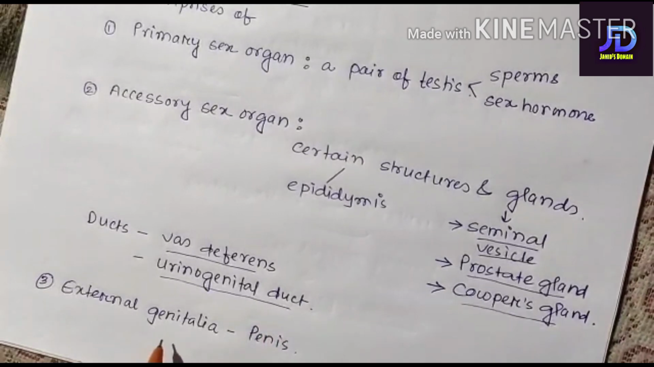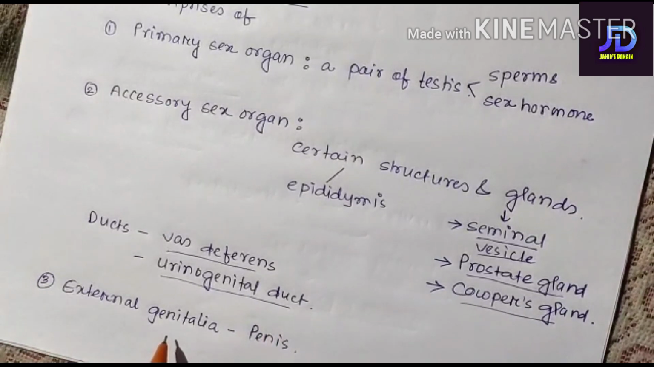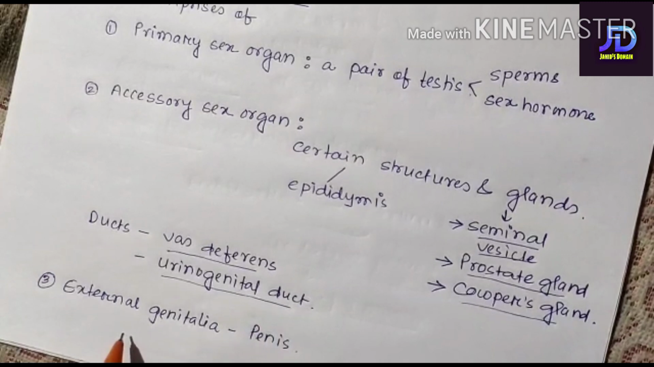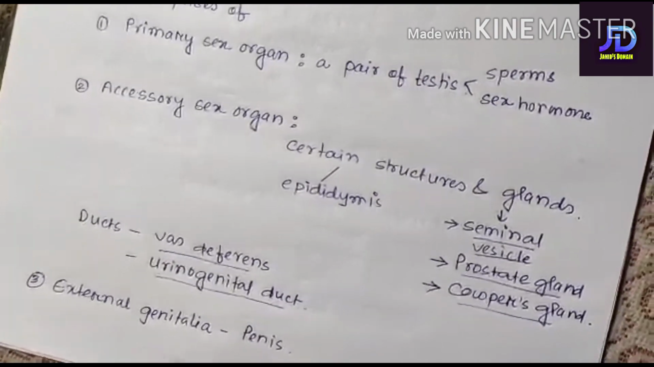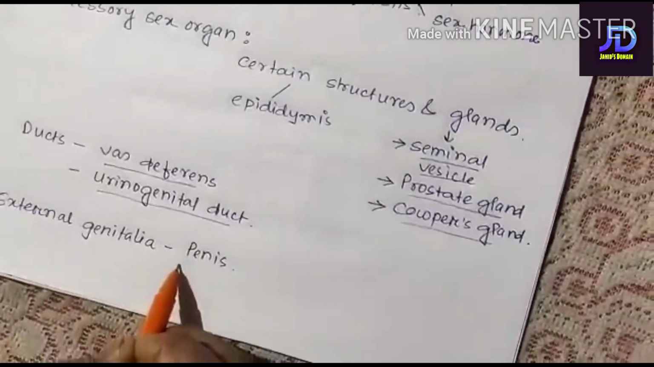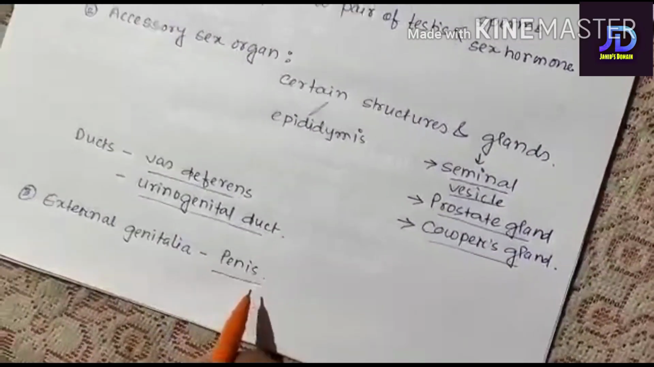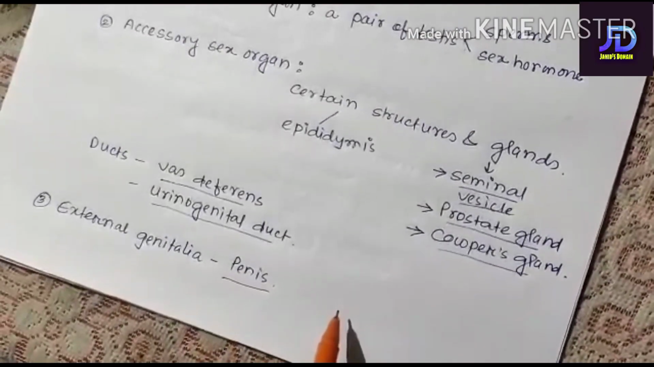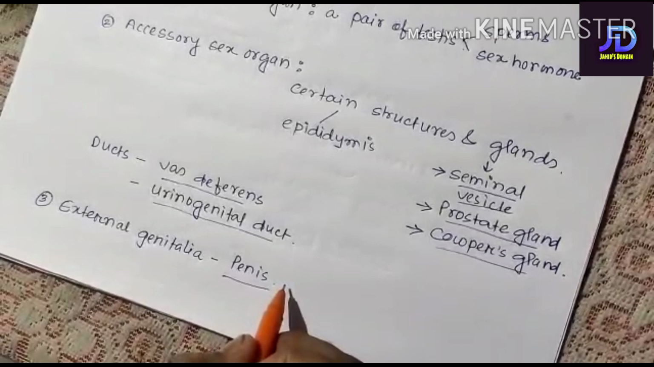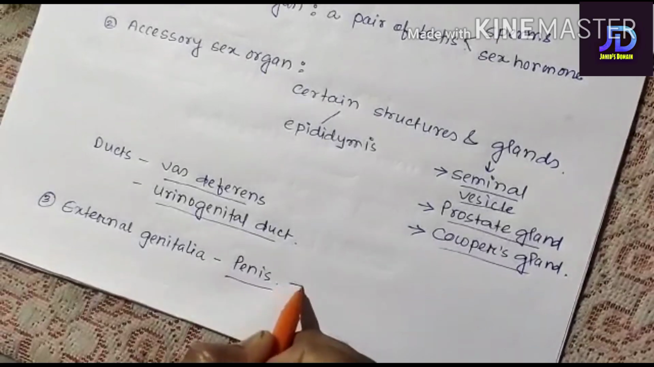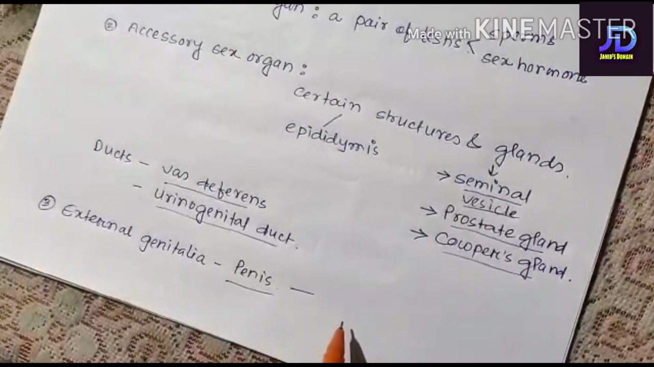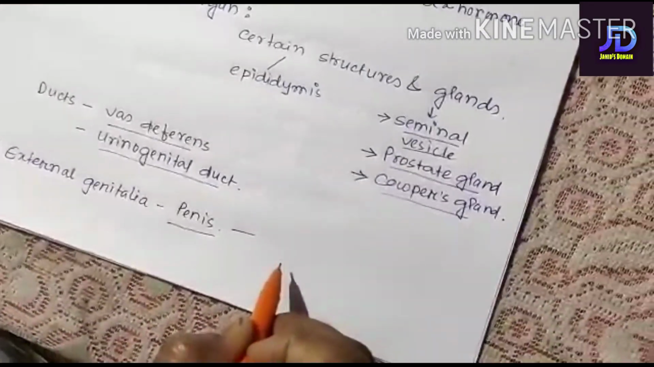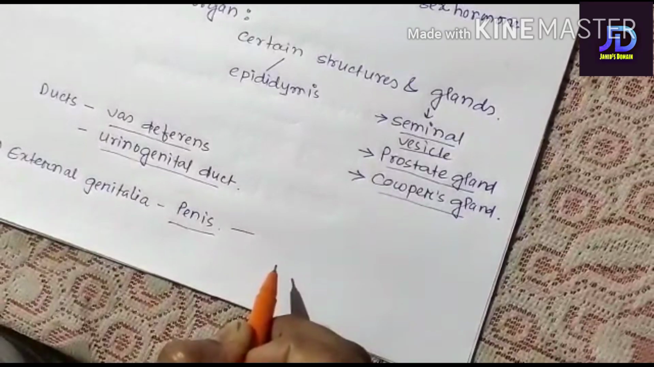Now, the last structure of the male reproductive system is called the external genitalia. In the male reproductive system, the external genitalia is a muscular organ called the penis. This penis is responsible for the deposition of sperms into the female's body.